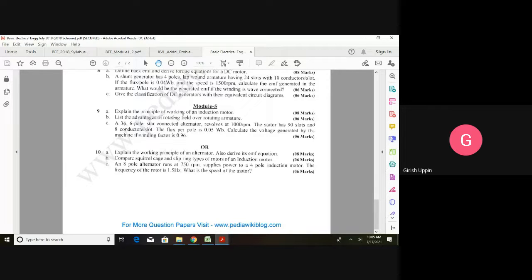Explain the principle of working of an induction motor. List the advantages of the rotating field over a rotating armature. Explain the working principle of the alternator. Also derive its EMF equation. So you have the derivation of the EMF equation. Compare squirrel cage and slip ring types of rotors of an induction motor. If you understand the construction, then you can easily tell what is the difference. You can do an easy comparison between the squirrel cage and slip ring type induction motors.